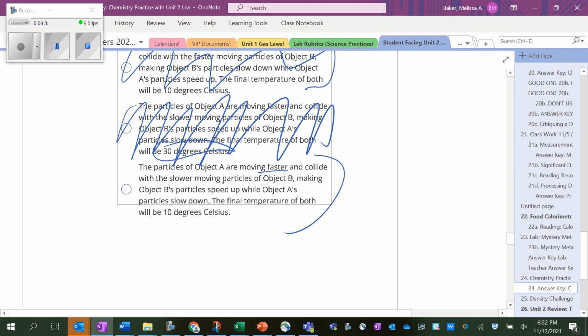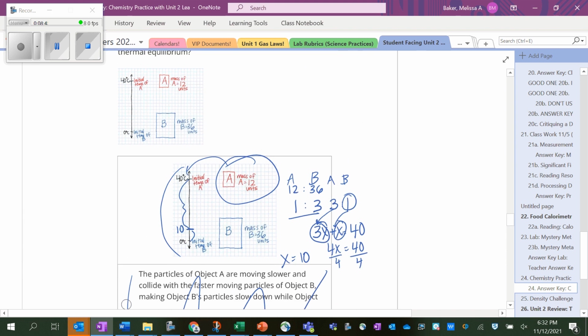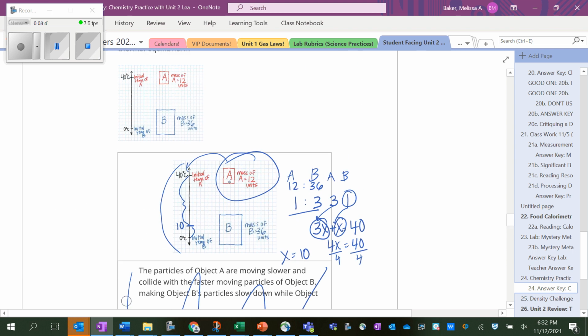They collide with the slower moving particles of object B, making object B's particles speed up while object A's particles slow down. The final temperature of both will be 10 degrees Celsius. Yes, because A is the hotter one. So those particles are colliding with B. Once these two come in contact, they'll speed up B's particles, but B has a lot more and they're slower moving, so they're going to slow down that of A to a dramatic effect, 3 times more.